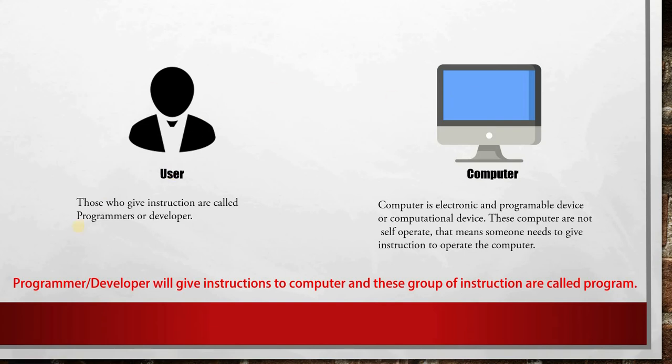So those who give instruction, they are called programmers or developers. So this is the programmer and he gives instruction to the computer and then the computer starts performing the tasks. So programmer or developer will give instruction to computer and these group of instructions are called program.